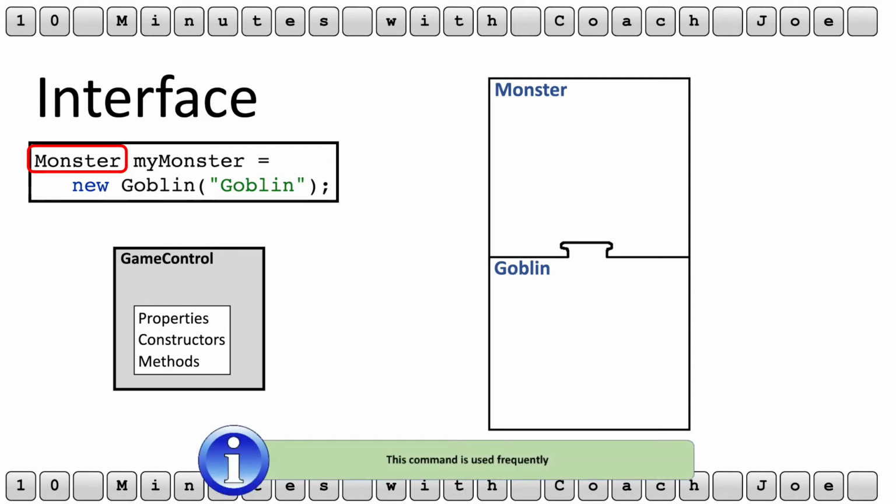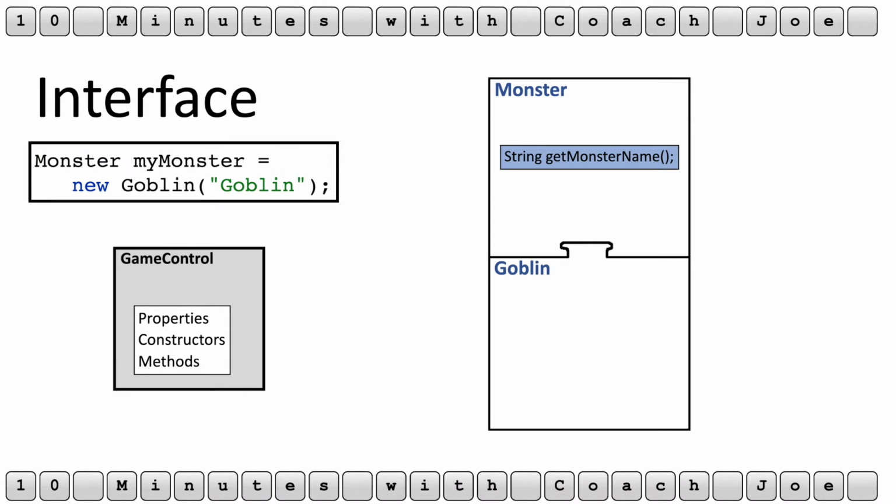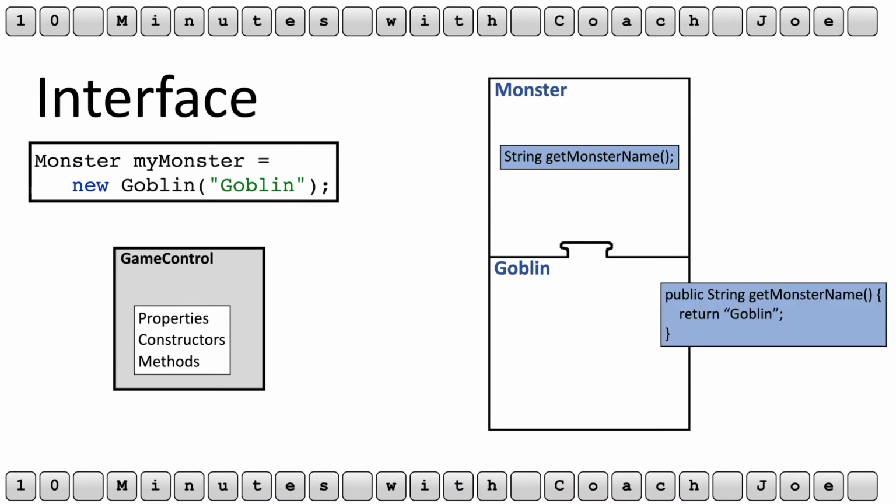Let's imagine the game control class instantiates the Goblin class with the monster data type. It is common to use the monster interface as the data type. Using the previous example, the monster interface has one abstract method, getMonsterName. The Goblin class implemented the getMonsterName method. The game control has access to all the public properties and methods of the monster interface if implemented by the Goblin class.